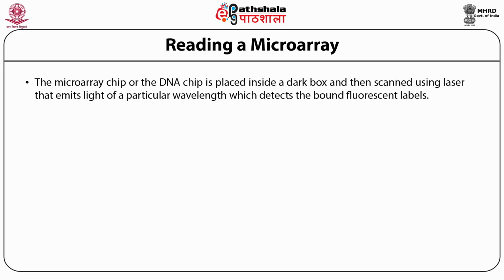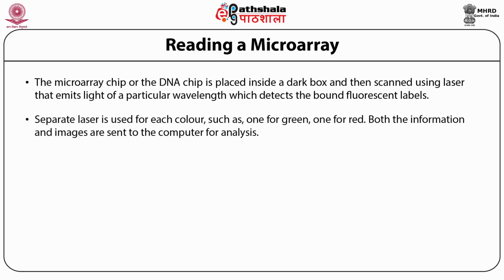Reading a microarray. The microarray chip or the DNA chip is placed inside a dark box and then scanned using laser, which emits light of a particular wavelength which detects the bound fluorescent labels. Separate laser is used for each color, such as one for green, one for red. Both the information and images are sent to the computer for analysis.